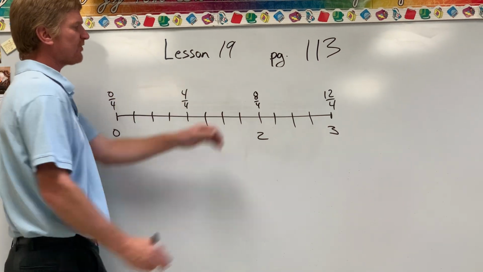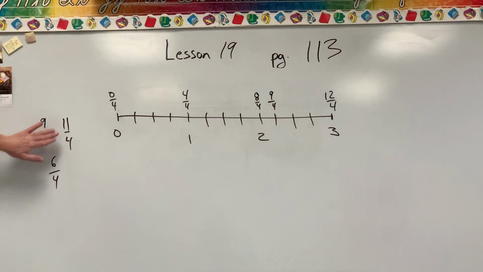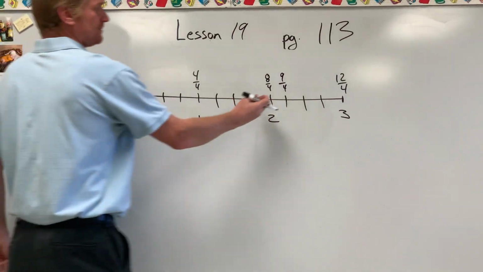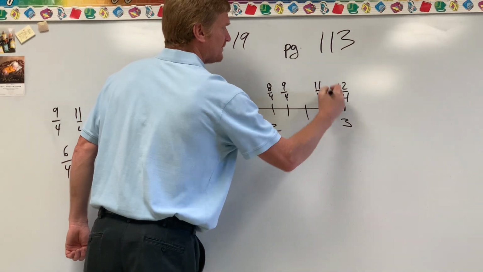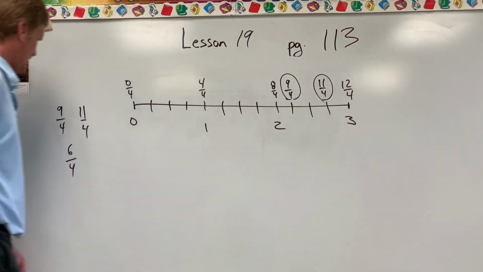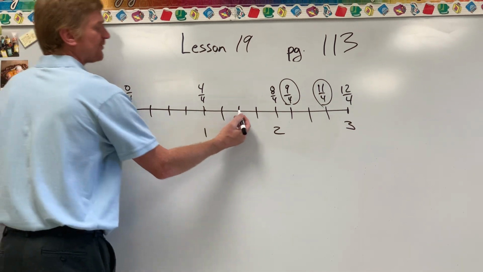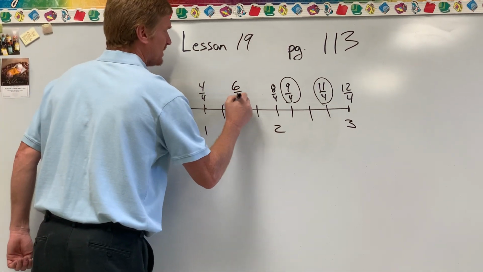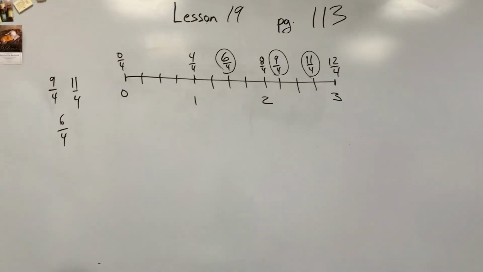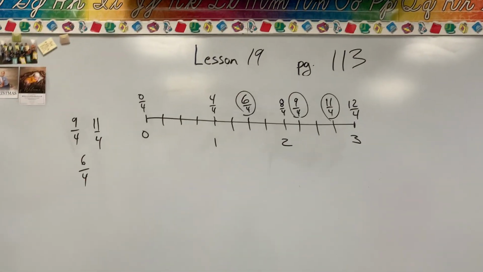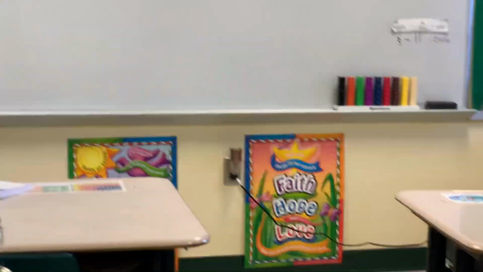So I go to 8 fourths, I'm gonna go 1 right next door, 9 fourths. We got 11 fourths, gonna keep going. 8, 9, 10, 11 fourths. And our last one, 6 fourths. Well, I got 4 fourths, 5 fourths, and there would be our 6 fourths. So we found all of those on the number line. Didn't have to label the rest. If you want to, go ahead and do it. That is pretty fun.